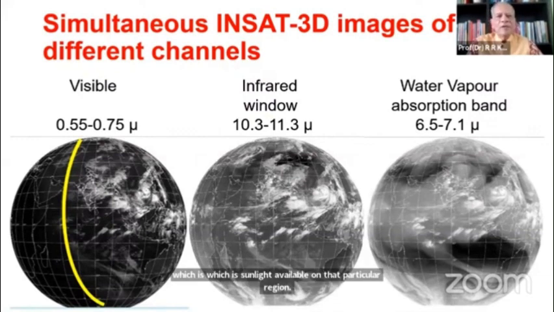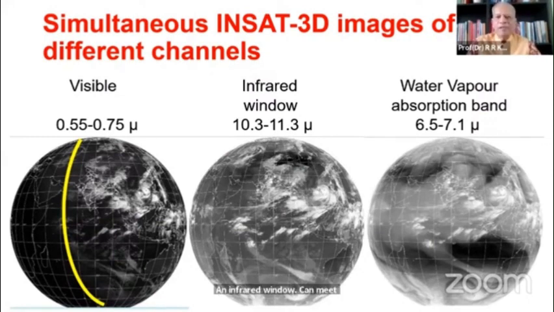An infrared window image can make an image any time of the day. It doesn't depend on sunshine. It's basically a measure of the temperature. And the water vapor band image gives you moisture, the amount of moisture in the atmospheric column. This is also available 24 hours of the day.